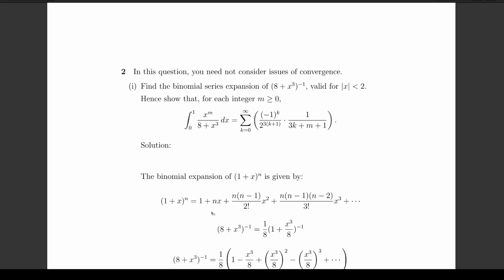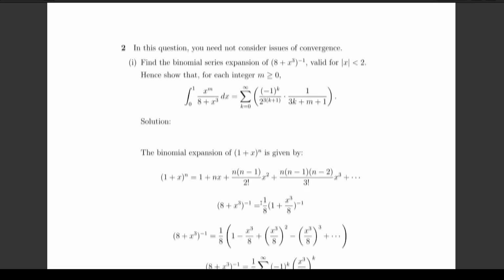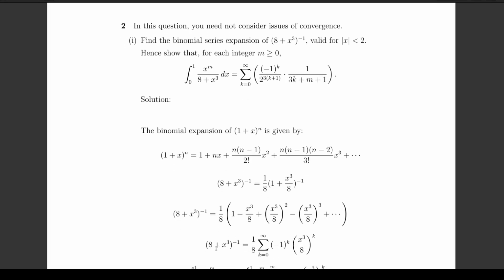So x^3/8 goes in for the x term, and the n value is going to be minus 1, and you should get something like this. And if we look at what they want us to show next, we turn an integral into a sum. So it's probably a good idea to show this binomial expansion as a discrete sum. Once you convert it into this, you get something like that.